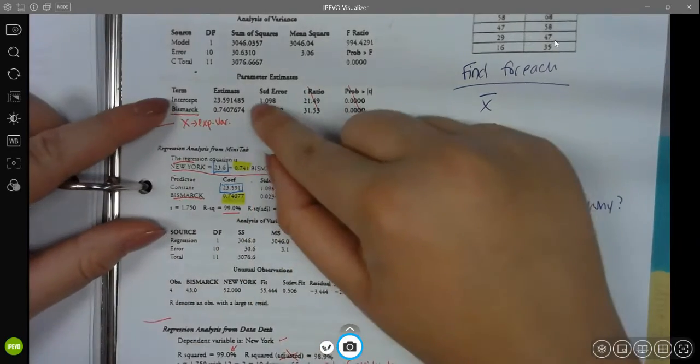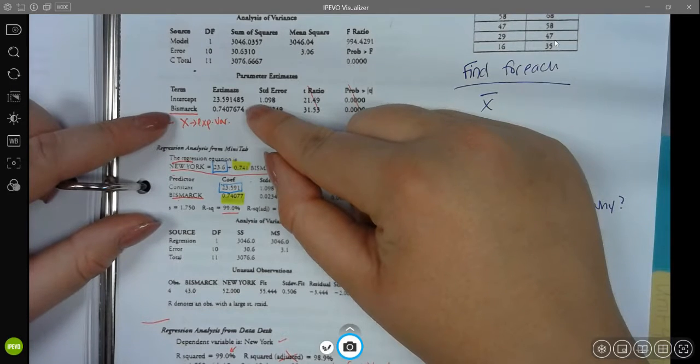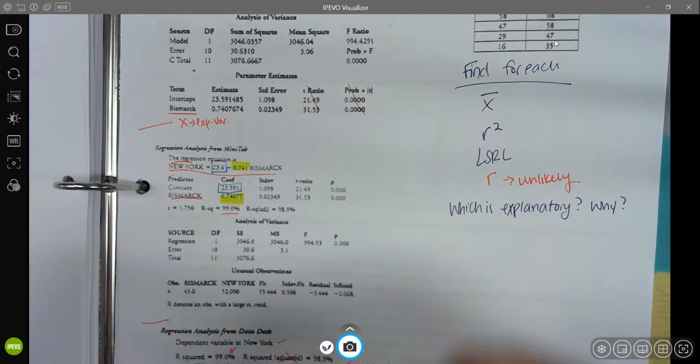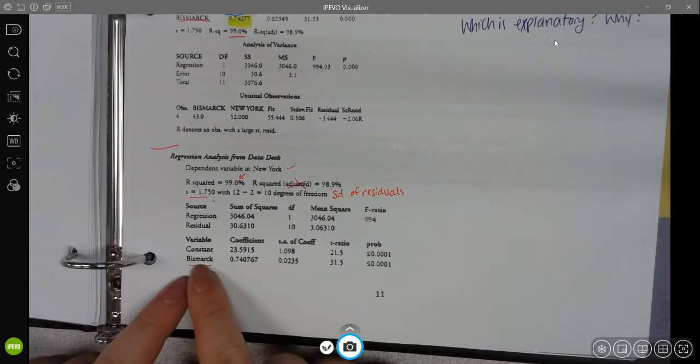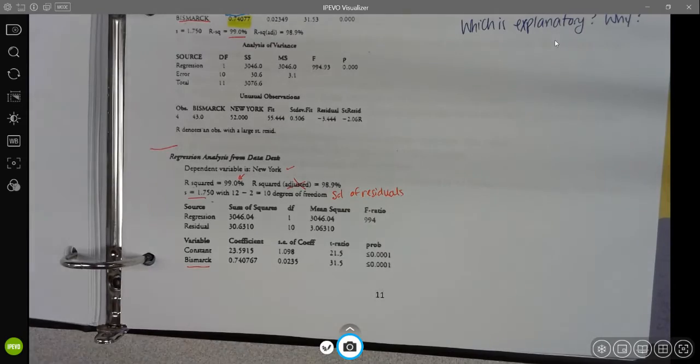Okay, here it says actually intercept as opposed to constant. It says estimate for Bismarck. There's your slope. You can see the wording is just a little bit different. So it's going to be good practice for us to pick out which information we actually can use. Okay, down here on data desk, it has constant and Bismarck. It has the coefficients here. This would be your intercept, and that would be your slope.